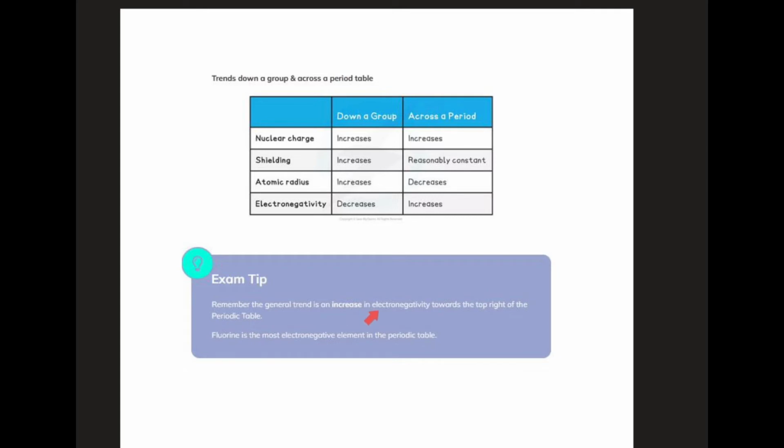Now exam tips. Remember, the general trend is an increase in electronegativity towards the top right of the periodic table. That means in your periodic table, the one on the right, fluorine, is the greatest in electronegativity. Just ignore the noble gases. So on the right, the top one, fluorine, is the champion in electronegativity. Fluorine is the most electronegative element in the periodic table.